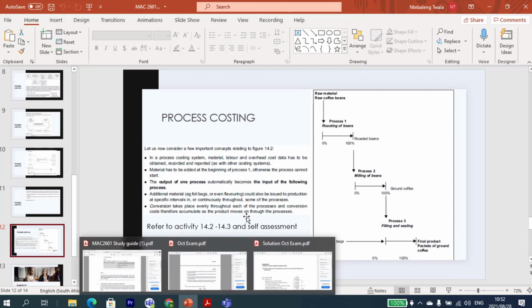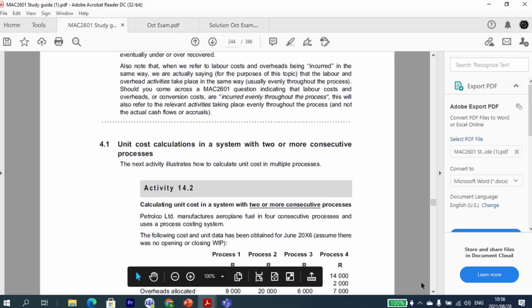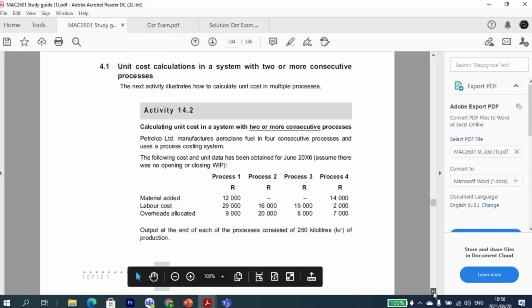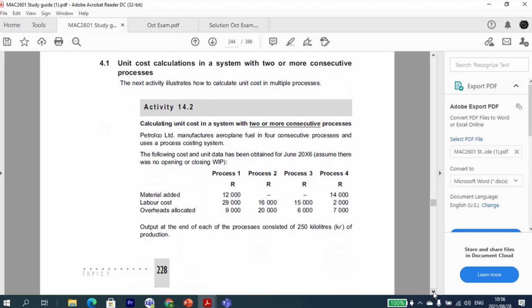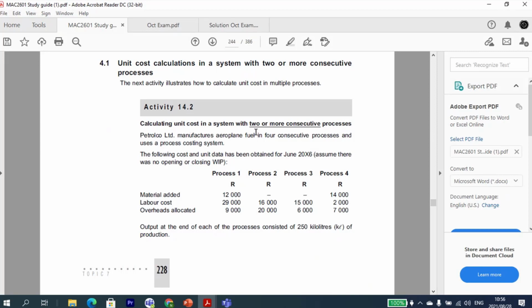So let's just look at activity 14.2. It states the following. We just want to see how you calculate your cost per unit under a consecutive process. So 14.2, it's Petrol Co. Limited. They manufacture aeroplane fuel in 4 consecutive processes using a process costing system. So there's 4 stages before they get to the final product. The following cost and unit data has been obtained for June.